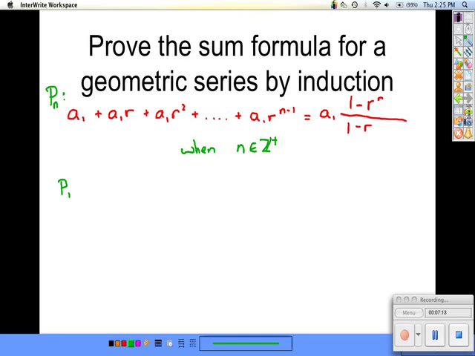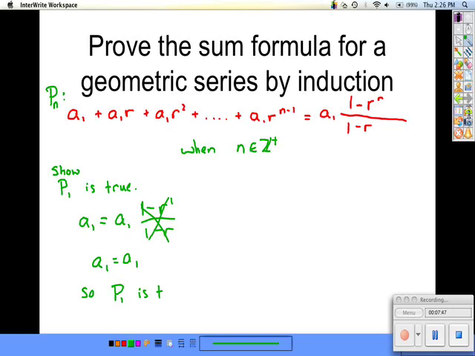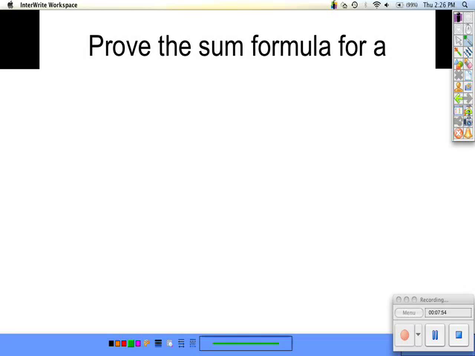So that means a sub 1, that's the left side of this, is equal to a sub 1 times 1 minus r to the first over 1 minus r. Those cancel. a sub 1 equals a sub 1. So P1 is true. Now we're going to assume P sub n is true. But we're going to plug in the parameter k.